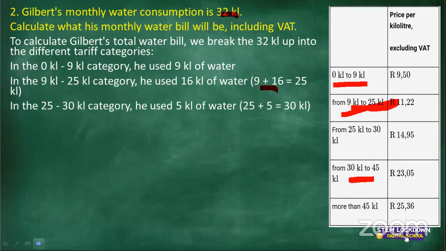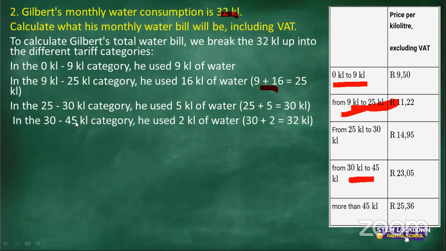In the third category, which is 25 to 30 kiloliters, he has used 5 kiloliters of water, because 30 minus 25 gives you 5. Or if you add the 5 to the 25, you get 30. So he has used 5 kiloliters in this category. And in the final category, 30 to 45 kiloliters, he has used 2 kiloliters of water. So what values do we have right now?